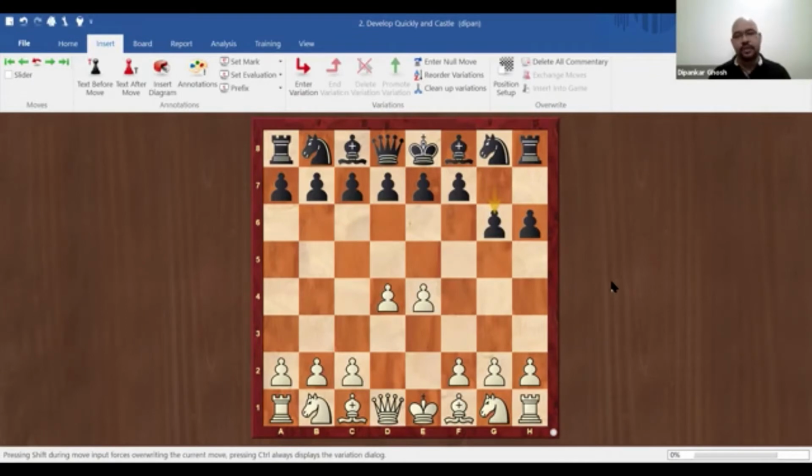So which pieces should come first? Not your queen. The first pieces that you should bring out are the knights and the bishops. Both the knights and both the bishops. So remember this. Bring out the knights and the bishops first, and the knights before bishops. Now, why knights before bishops?